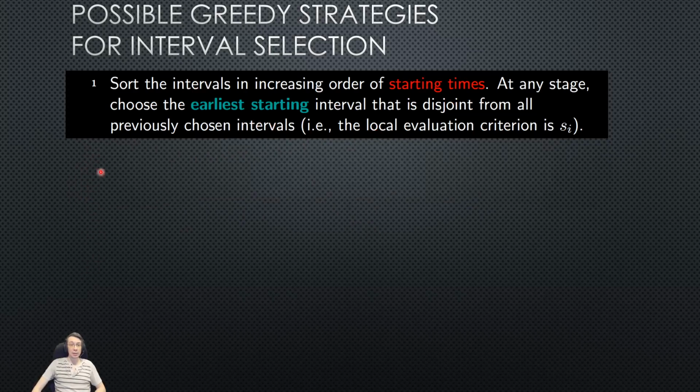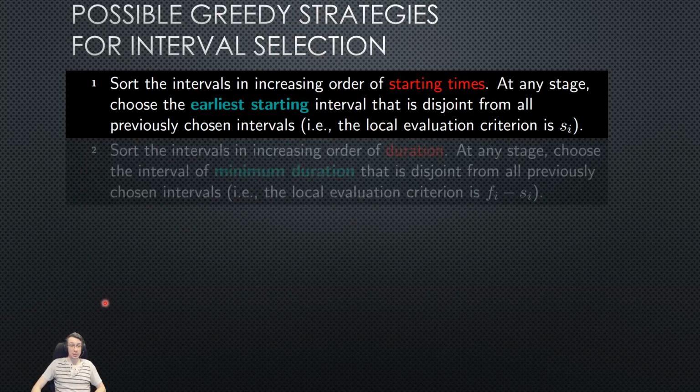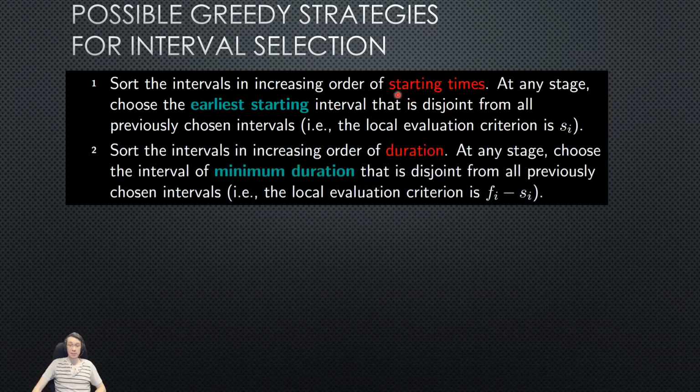Let's talk about some other greedy strategies that we could try. So here's a second one. What if instead of sorting by start times, we sorted the intervals in increasing order of duration? Instead of starting with the earliest interval that's disjoint from all previously chosen intervals, we start with the shortest interval that's disjoint from all previously chosen intervals. In other words, the local evaluation criterion function here is f of I minus s of I, the duration of interval I, whereas previously it was the start time of I. Earliest start, smallest start; smallest duration.